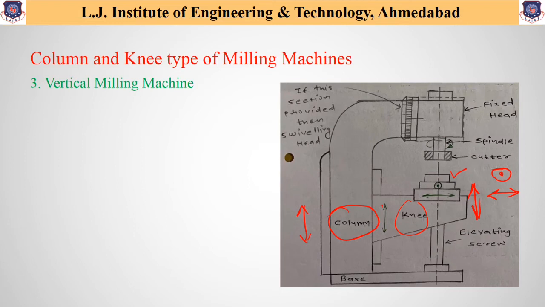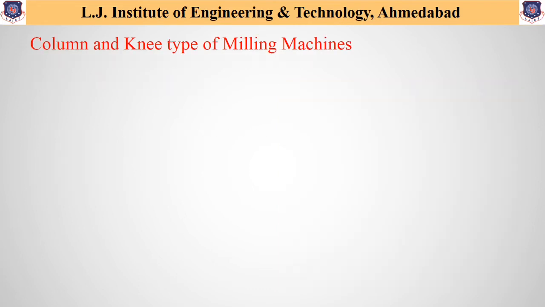Now moving to the next machine, that is the universal milling machine. In most cases the universal milling machine is similar to the horizontal milling machine, but there is only one change: the table can be given one more additional movement, and that movement is nothing but the swiveling movement in the horizontal plane, and for this purpose circular guideways are provided on the saddle.